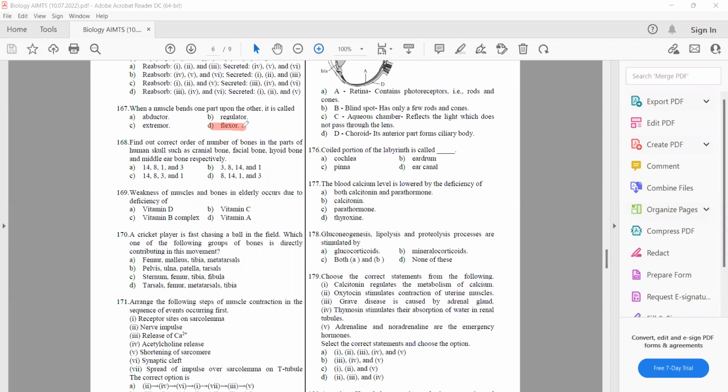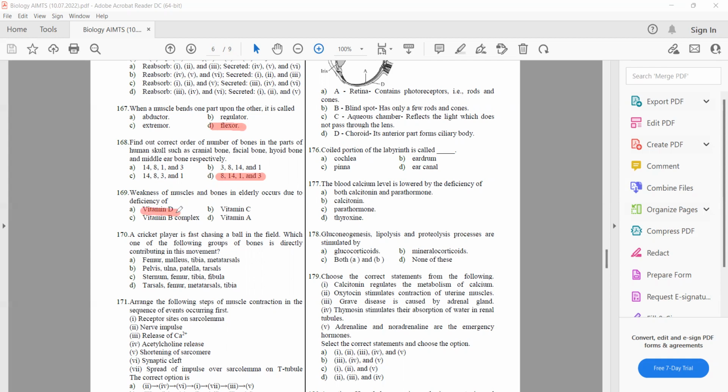Find out the correct number of bones. Like in this question, we are supposed to identify the number of bones. In the cranial region, it will be 8. Facial bone will be 14 and hyoid bone will be 1. Middle ear 3: malleus, incus and the stapes. So this weakness of muscles and bones in elderly occurs due to the deficiency of. So it is especially because of the deficiency of vitamin D.